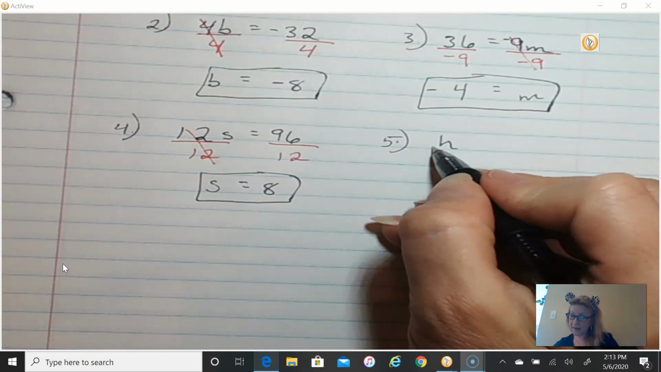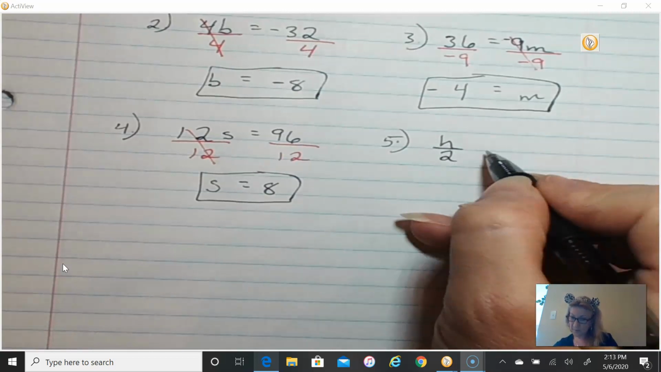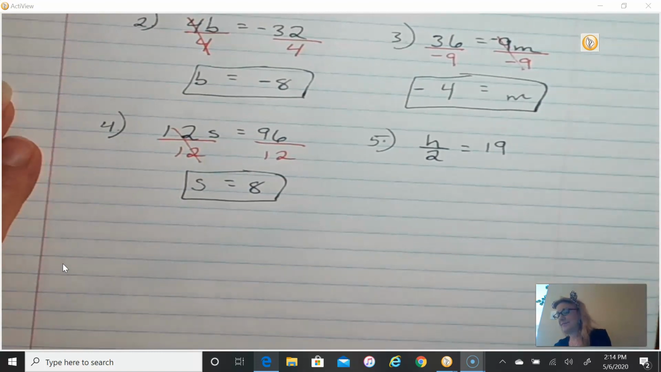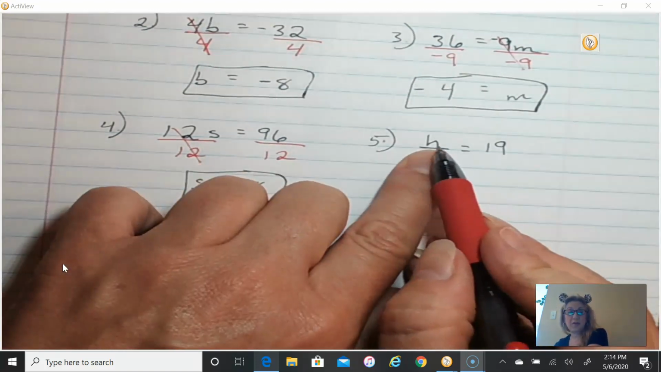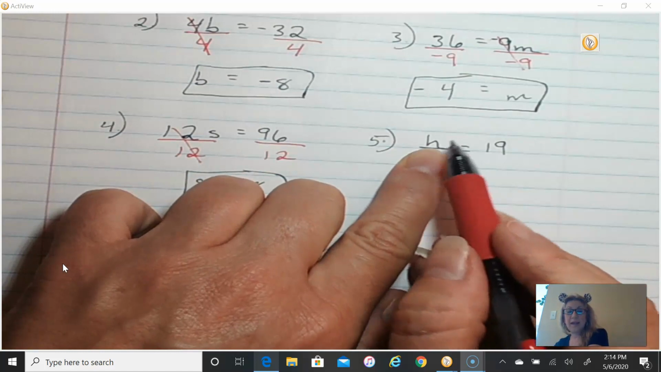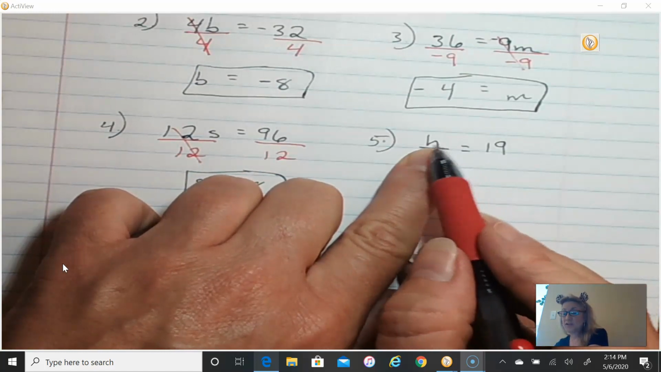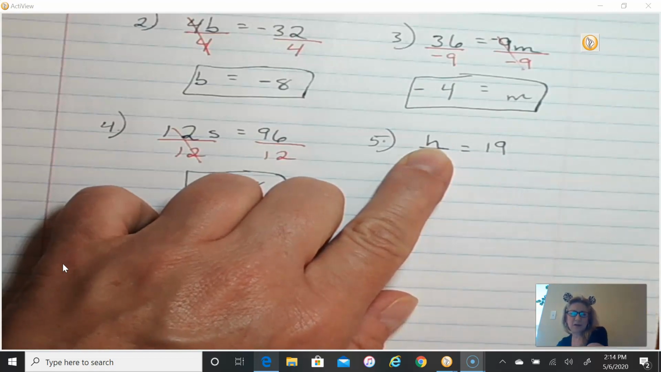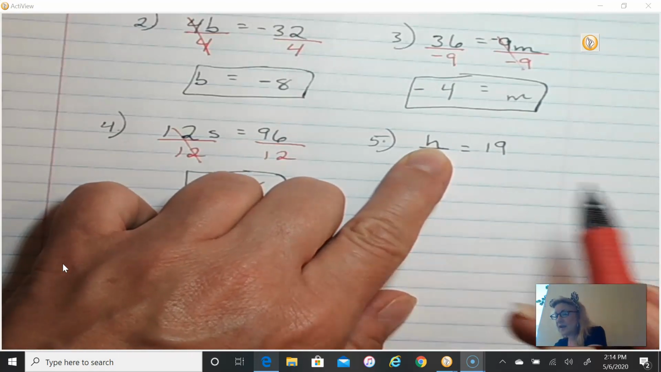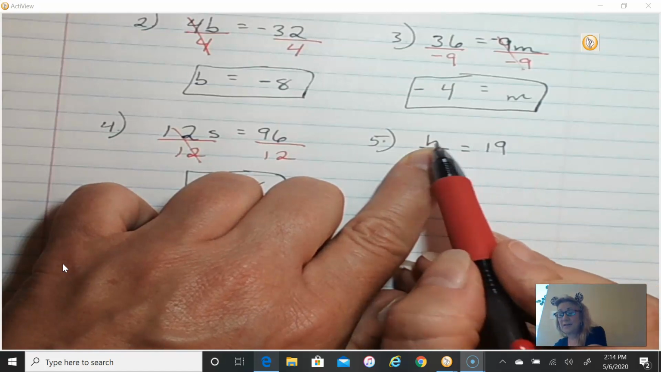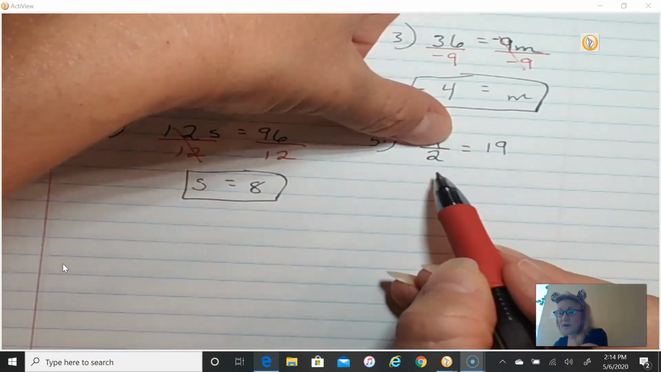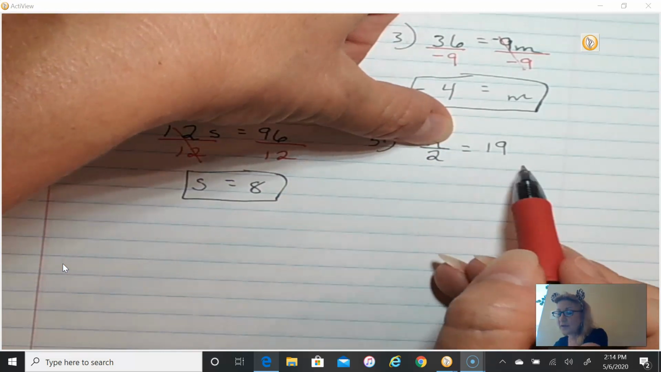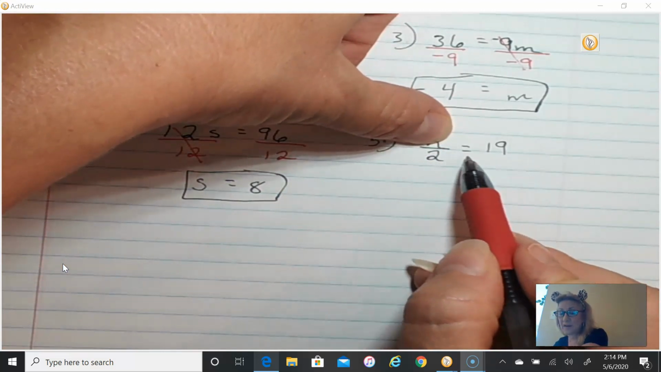What if I have h over 2 equals 19? Okay, you are the h. We're solving equations. We need to get the h all by itself. We're looking, what is h? That's what we're looking for. What is h? To find that out, we're isolating the variable. We have to get rid of that 2 that's in the denominator. Okay, we have to move that 2 to the other side of this equal sign.